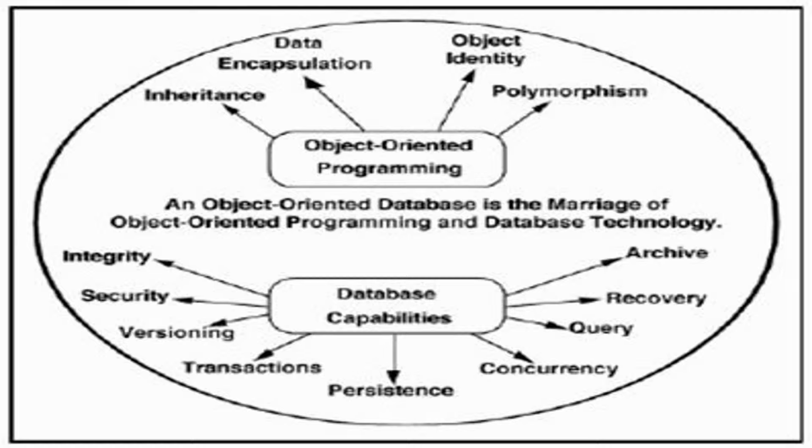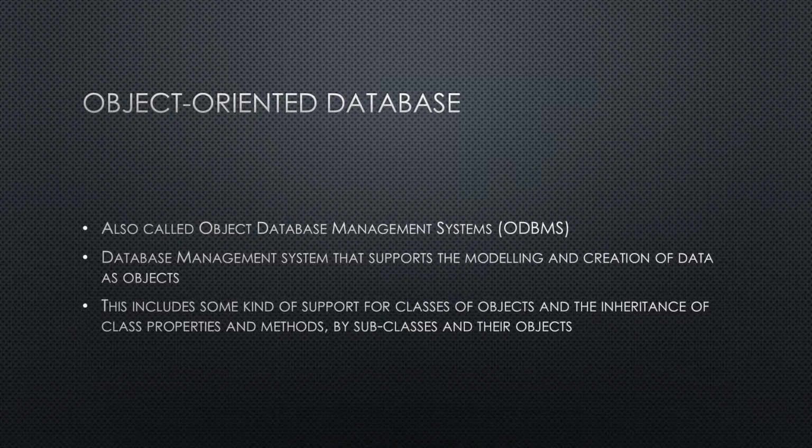Object-oriented databases. These are also called Object Database Management Systems, or ODBMS. They are database management systems that support the modeling and creation of data as objects. This includes some kind of support for classes of objects and the inheritance of class properties and methods by subclasses and their objects.